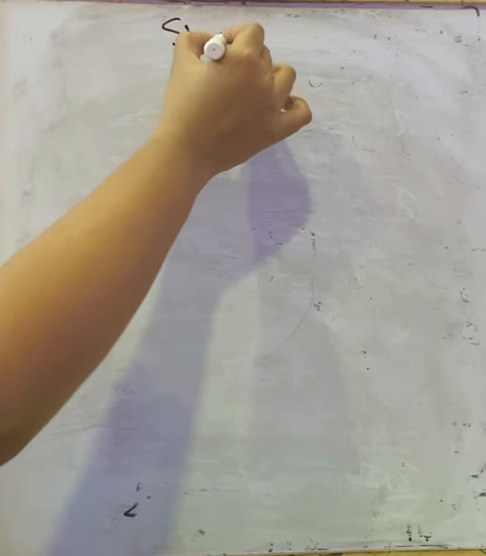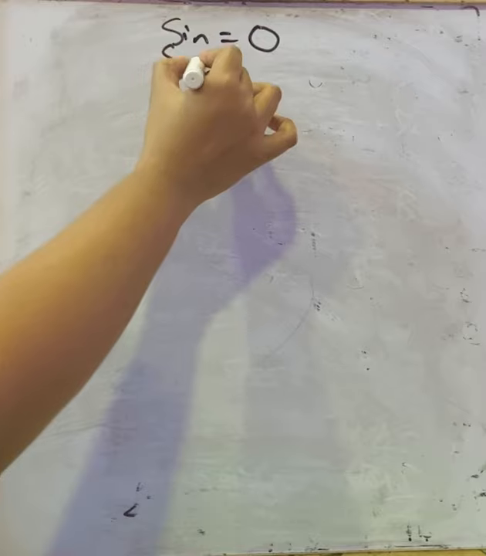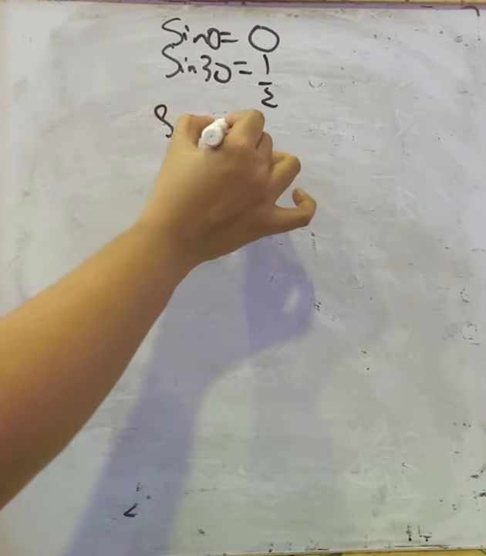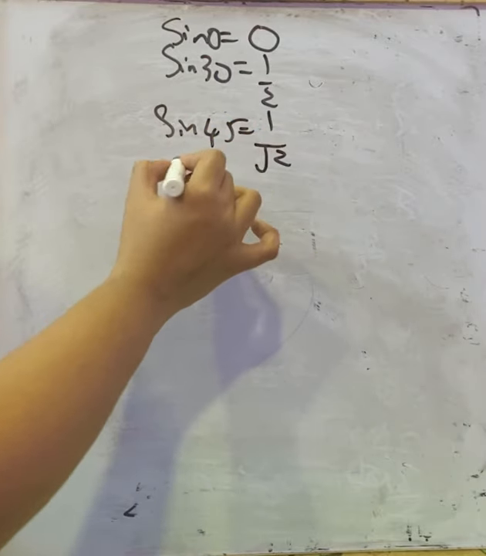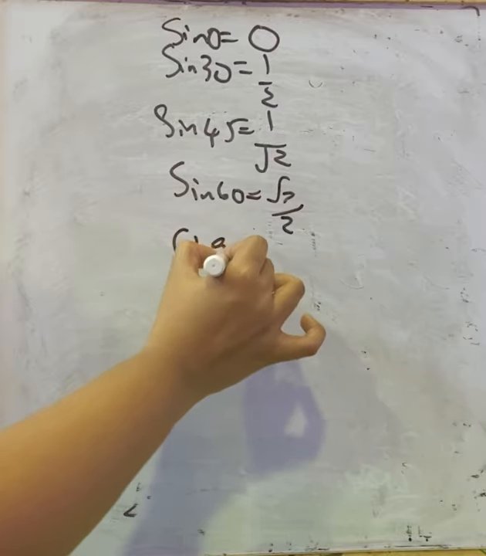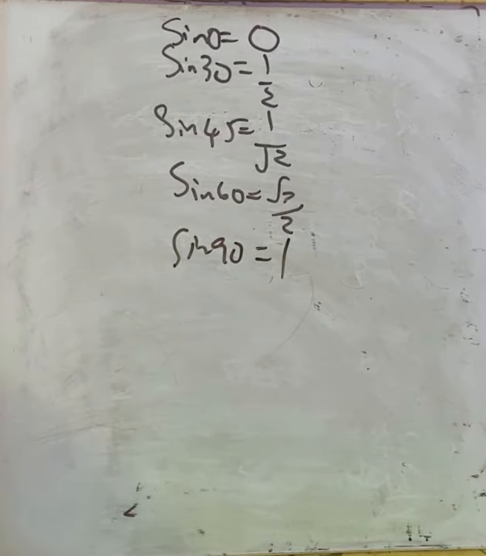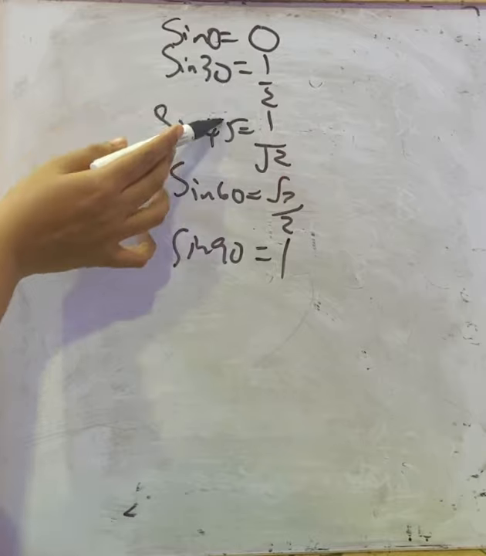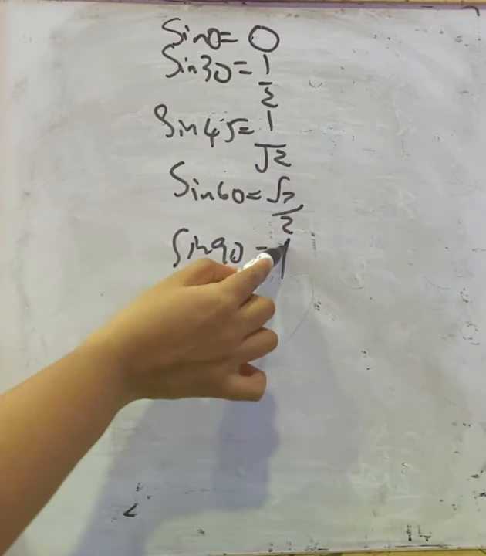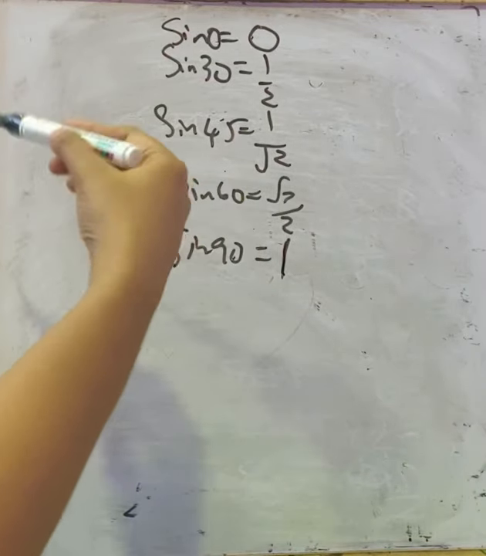Next one, the value of sine theta increases as theta increases. Let us check. Sine 0 is equal to 0. Sine 30 is equal to 1 by 2. Sine 45 is equal to 1 by root 2. Sine 60 is equal to root 3 by 2. Sine 90 is equal to 1. Yes, you can see that while theta increases, the value also increases. From 0 it reached 1. So the statement is true.